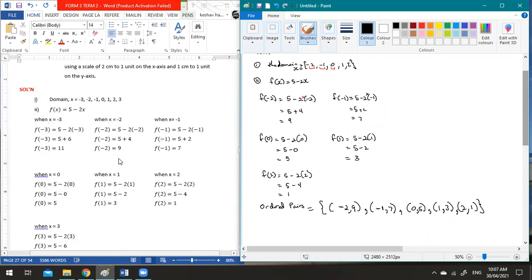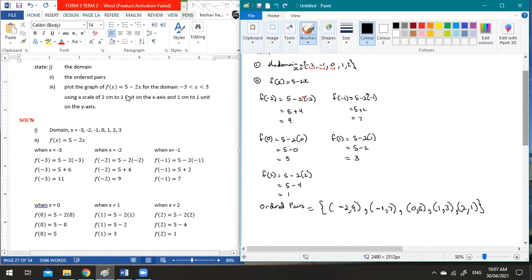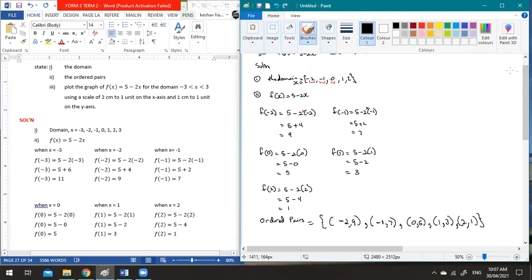And then the last part, they want us to draw a graph using the scale of 2 centimeters to 1 on the x and 1 centimeter to 1 on the y. Right? So what does that mean? We have to open a graph page and plot the points.